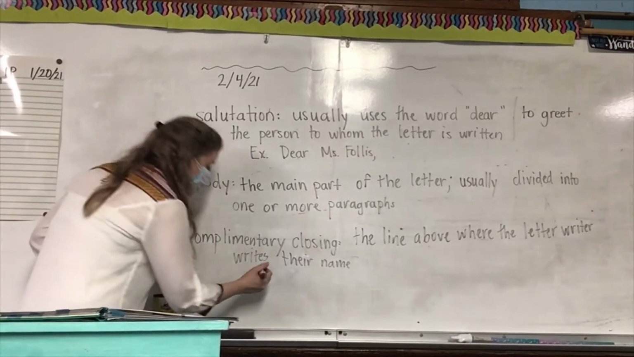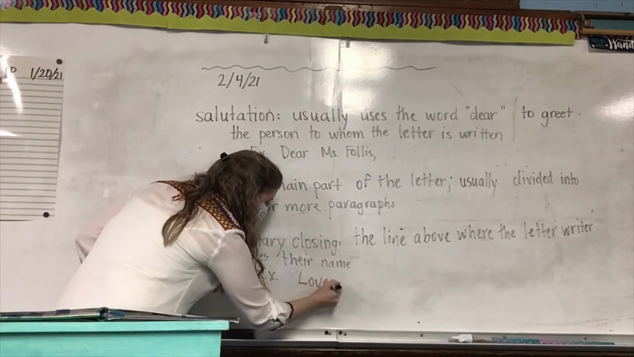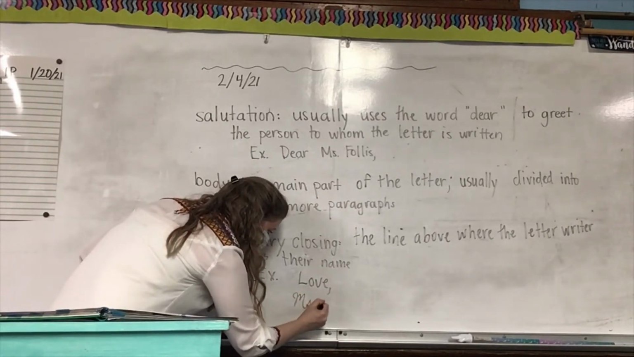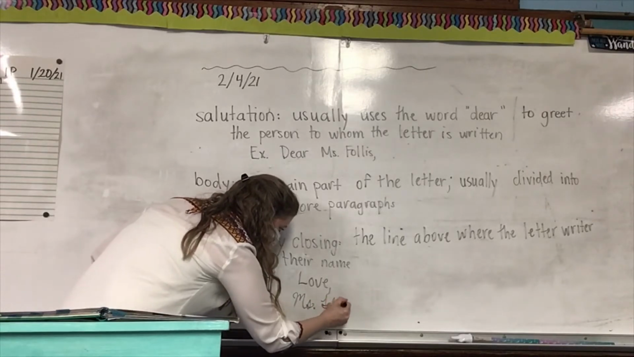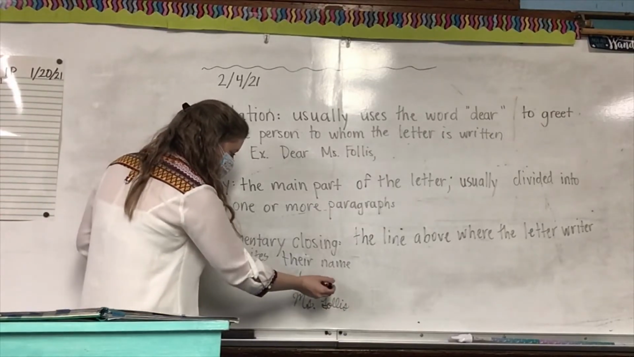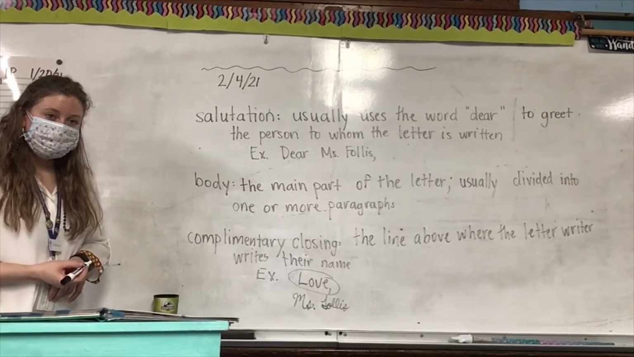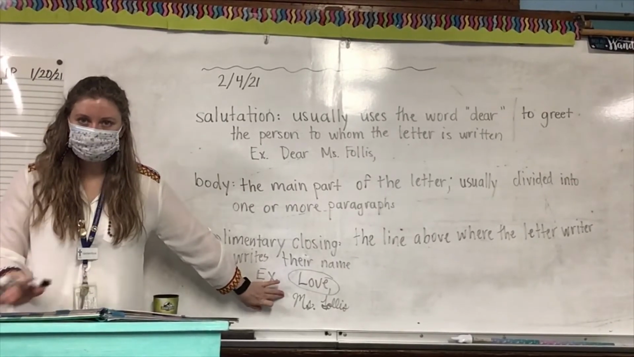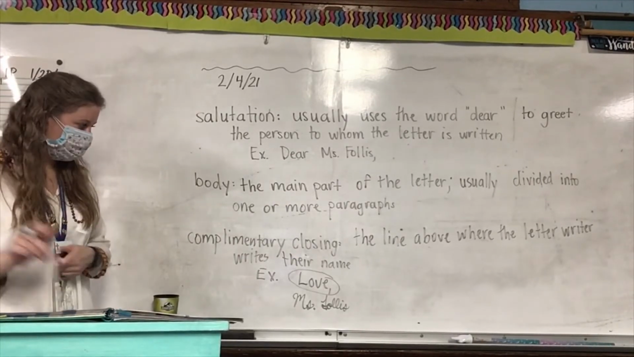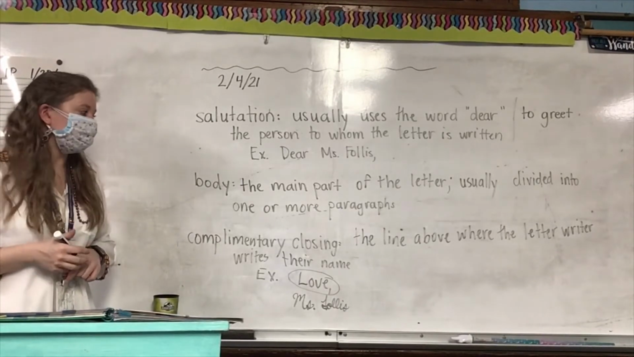So for example, love, comma, and then I'm going to sign my name underneath it. Miss Folis. The complimentary closing is this word love. Not Miss Folis, but the word love. That is the complimentary closing. And those are the three parts of the letter.